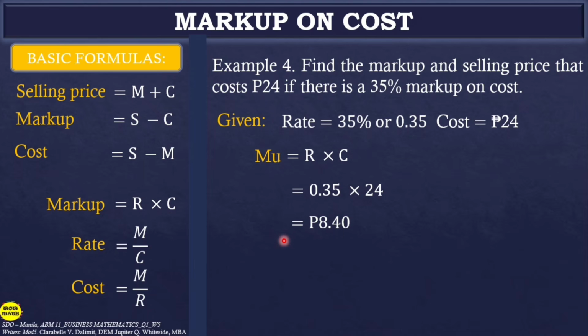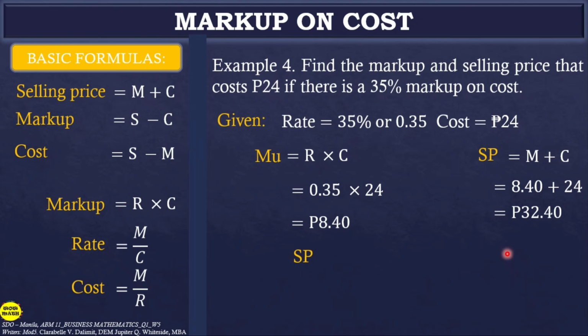And then the selling price, using dun sa basic formulas natin. So the selling price, the markup plus the total cost, 8.40 plus 24, the answer is 32.40 pesos. So ito na ngayon yung bagong selling price. So therefore, kapag kinonvert natin yung percent based on cost, of course, sabi nga kanina sa definition, yung cost natin, that is the baseline. So siya yung 100%. Okay, so tingnan natin.